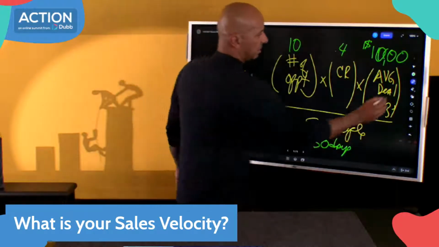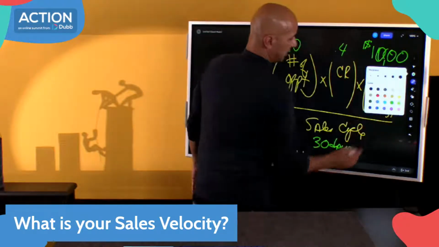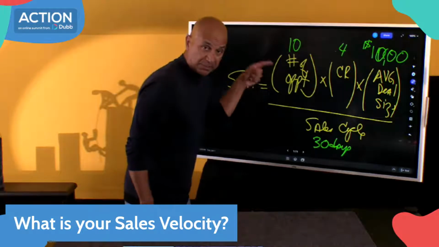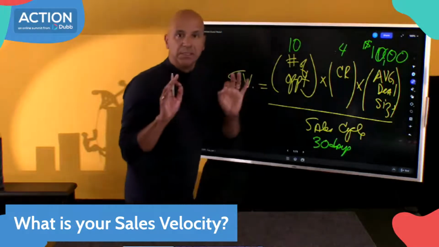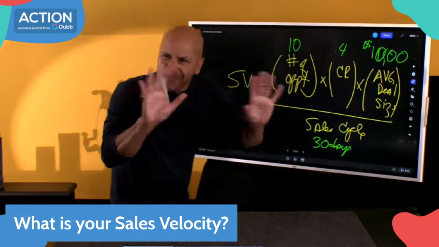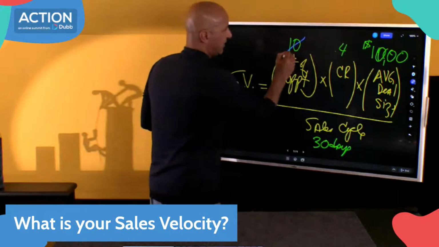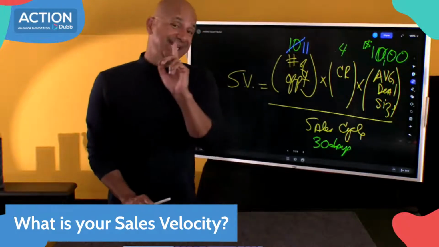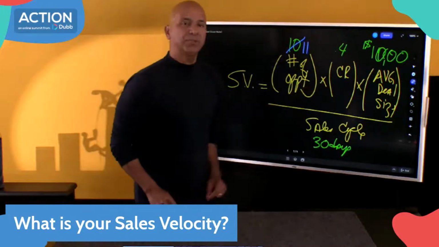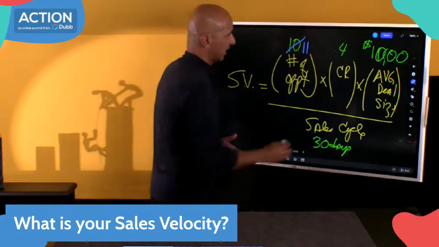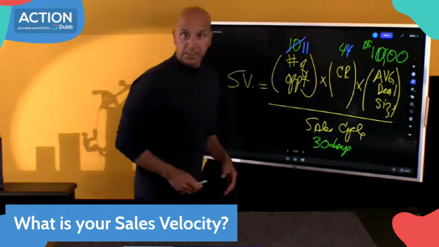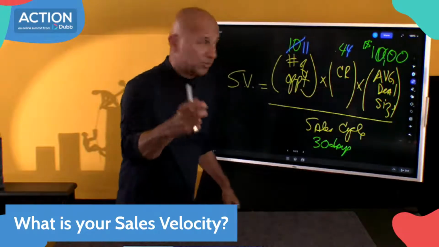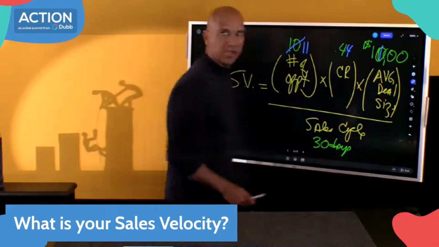Did you know that if I increase the number of opportunities, people in my pipeline, by just 10%, now instead of 10, I have 11 deals in my pipeline, 10% growth. What if I can actually increase my close rate by 10%? Oh, now we're at 0.44, right? What if I increase my average deal size by 10%? Oh, now we're at $11,000.